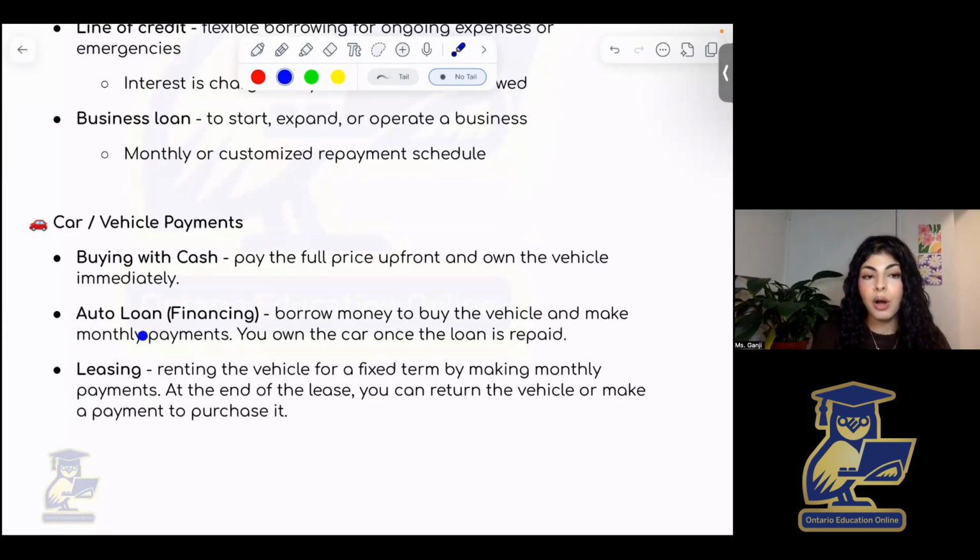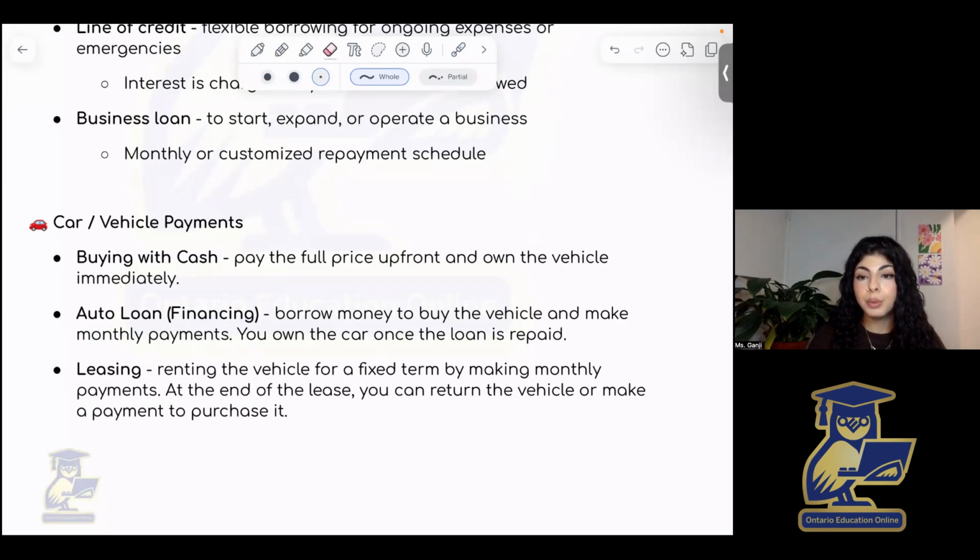You can go for auto loans or financing options, which means that you borrow the money to buy the vehicle and then you make monthly payments. And once the loan is repaid, you own the car. Then there's also leasing options. So you're still making monthly payments for a fixed term, but at the end of the lease, there's two options.